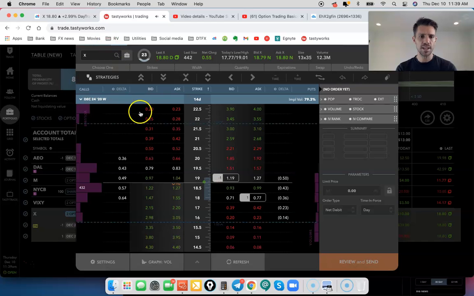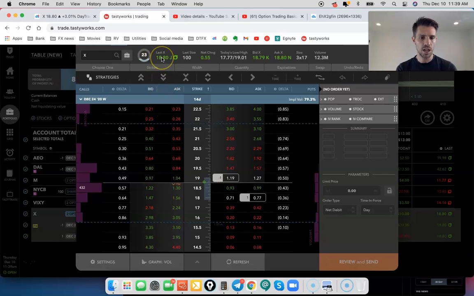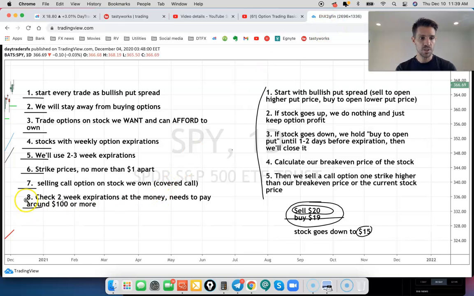So for example, right here, if we look at US Steel, I'm going to look out about 2 weeks before I ever take this trade, and I'm going to say, what's an at-the-money call option selling for? Now this is trading at $18.80, so that's between $18.50 and $19. But I want to make sure that an at-the-money call option about 2 weeks out pays me around $100, right? And that's what we see right here. Check 2-week expirations at the money, whatever the current stock price is, look out 2 weeks and see how much money that call option's paying you. And it needs to pay me around $100 or more.